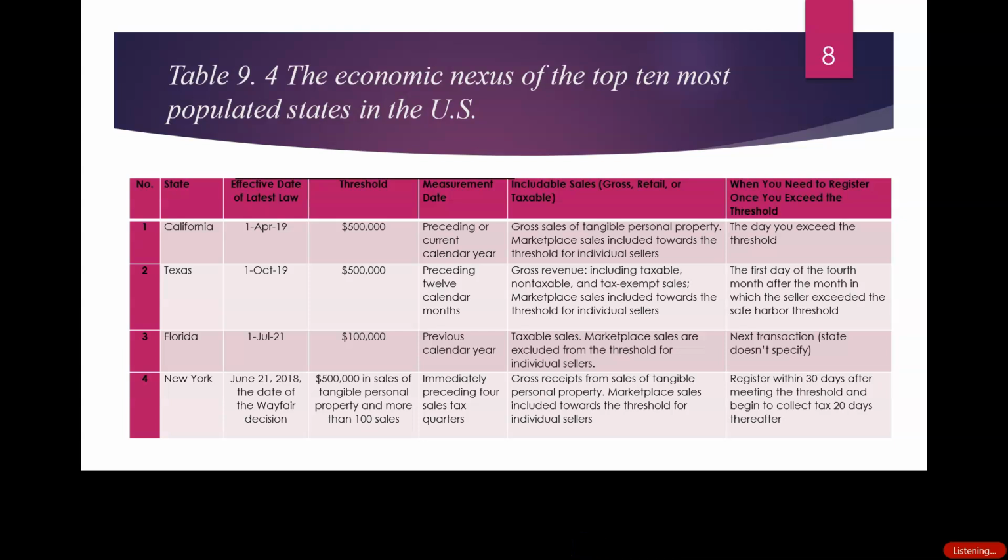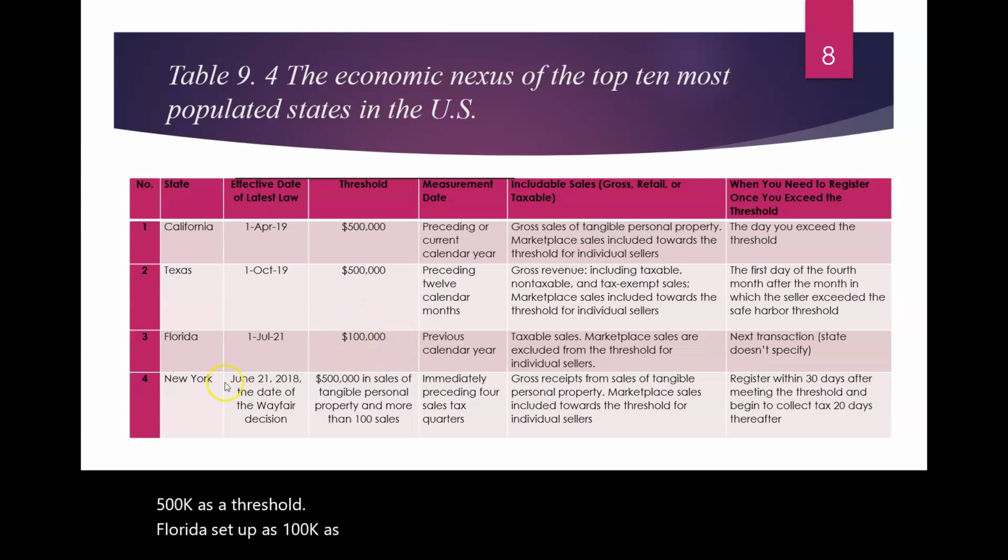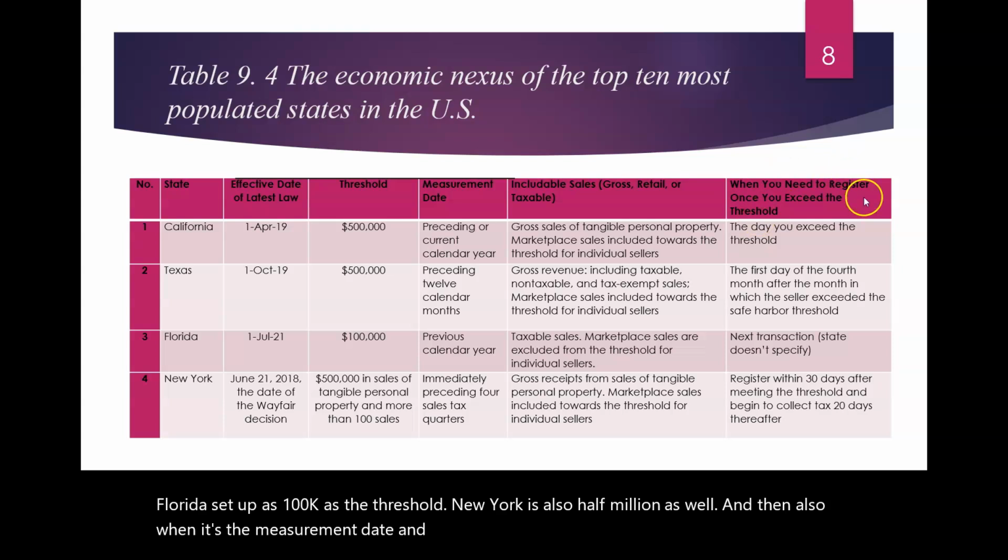Table 9.4 is the table that lists the top 10 most populated states in the United States and then their economic nexus. As you can see here, both California and Texas set up the 500,000, 500K as the threshold. Florida set up as 100K as the threshold. New York is also 500,000 as well. And then also when is the measurement date, and then when do the retailer need to register and to start to collect the sales tax.